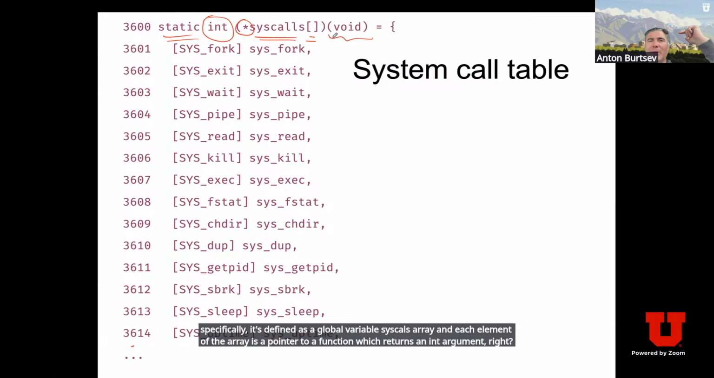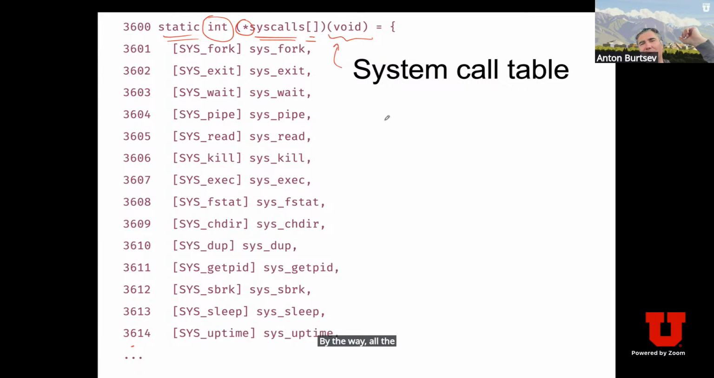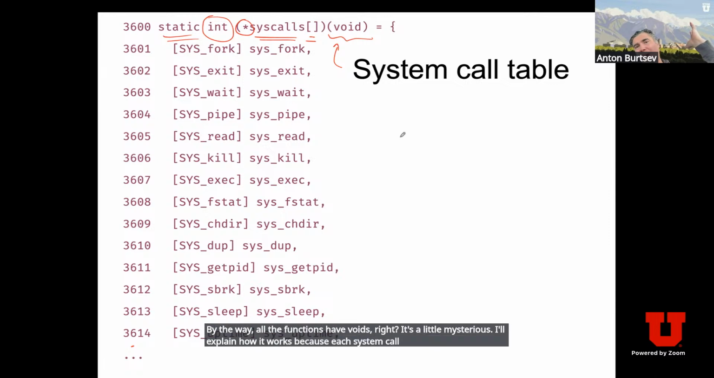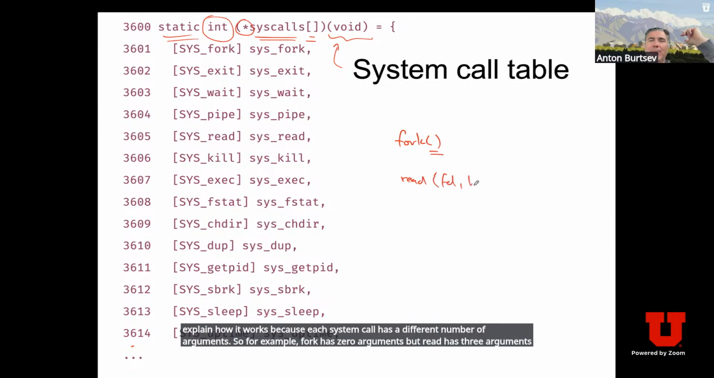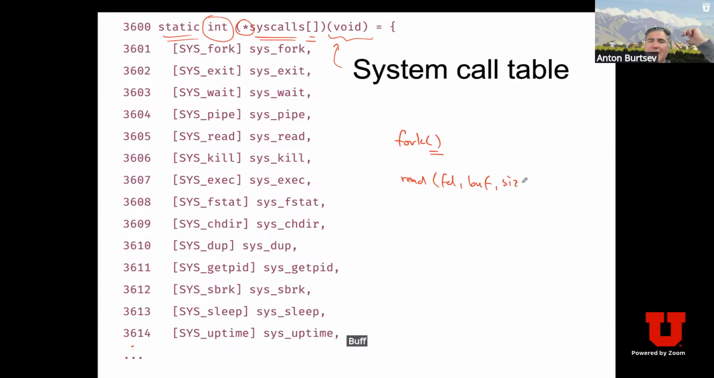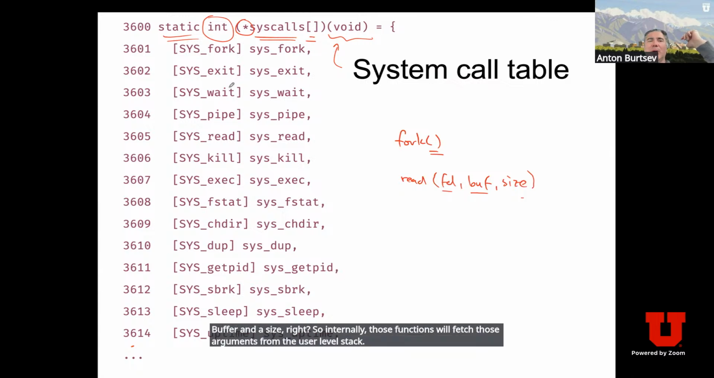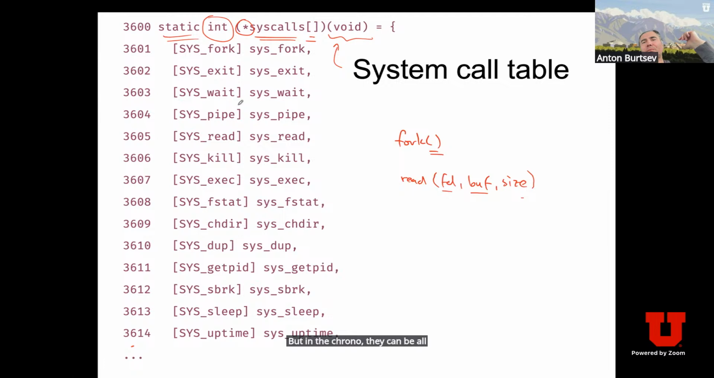By the way, all the functions are void, right? It's a little mysterious. I'll explain how it works, because each system call has a different number of arguments. For example, fork has 0 arguments, but read has 3: file descriptor, buffer, and a size, right? Internally, those functions fetch those arguments from the user level stack, but in the kernel, they can all be void pointers.